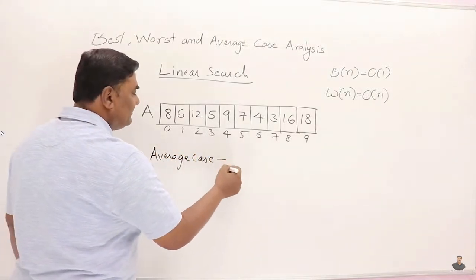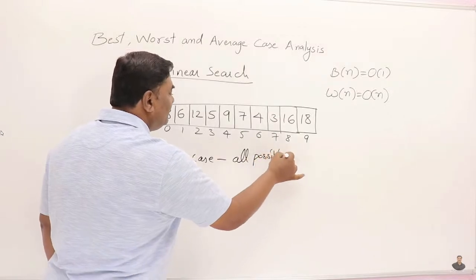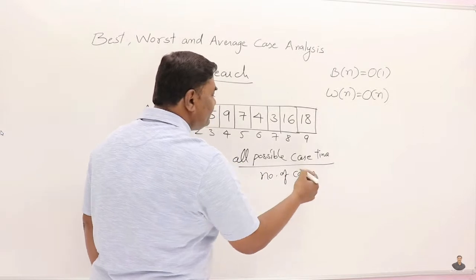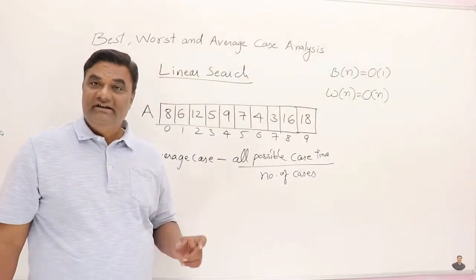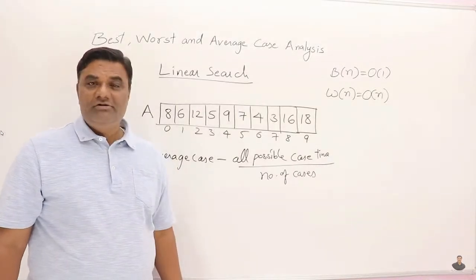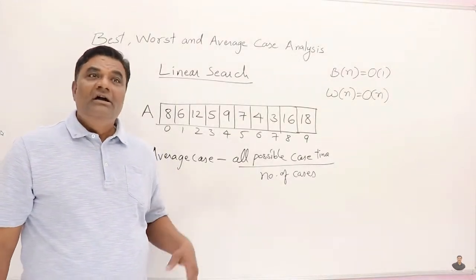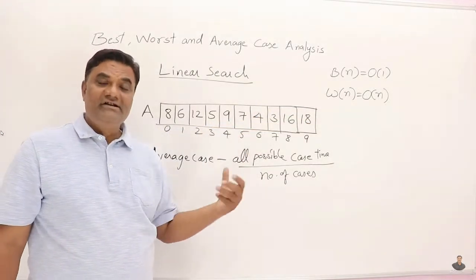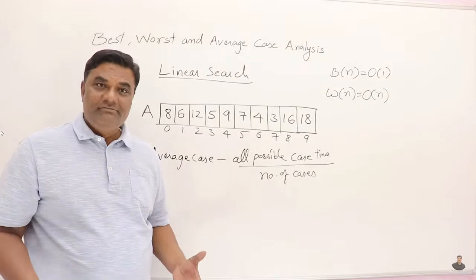Average case is defined as the sum of all possible case times divided by the number of cases. So for average case, you have to find all possible cases and the time taken in each, and then divide by the number of cases. This type of analysis is very difficult and may not be possible for every algorithm, so rarely we do it. Mostly the average case time will be similar to the worst case. That's why we prefer finding worst case time for algorithms.